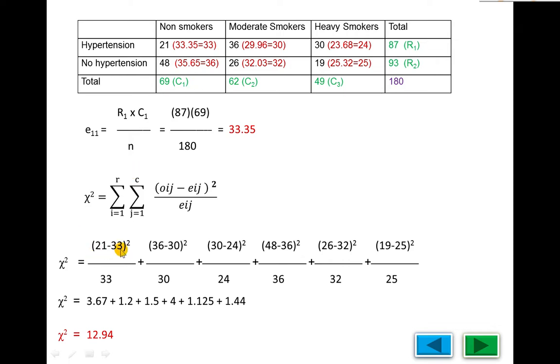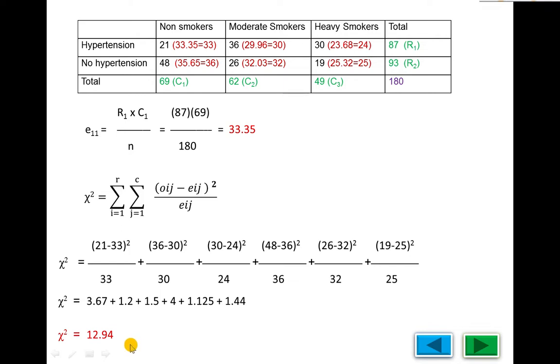21 minus 33, according to the formula: first calculate the difference, then square, and then divide by Eij; there is no square on Eij. Double summation means write a plus sign. The second value, for the first row second column, is 36 minus 30 whole square divided by 30. Same for this cell, this and this cell, all 6 cells. Simplify, and you will obtain 12.94. This is the chi-square calculated value.